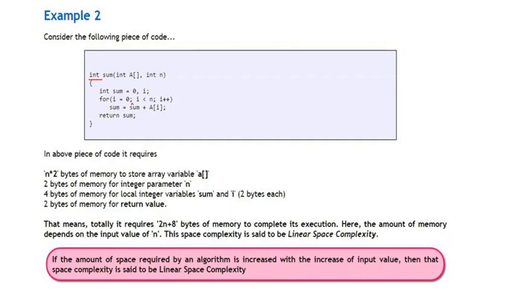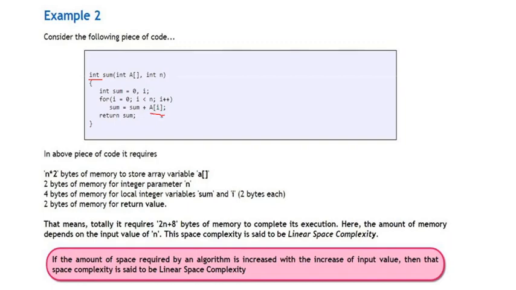So here how much space is taking in the above piece of code? 2n bytes of memory to store the array variable a. So how much memory is needed? n, because i less than n. So this is dependent. This is a variable part, i less than n. So i depends on n. So how much time is needed? n time. And 2 bytes of memory for the integer parameter n.